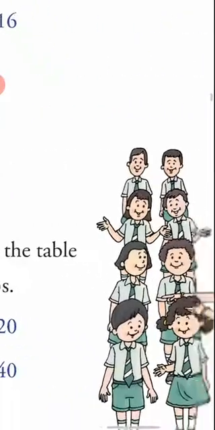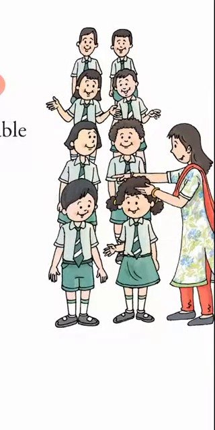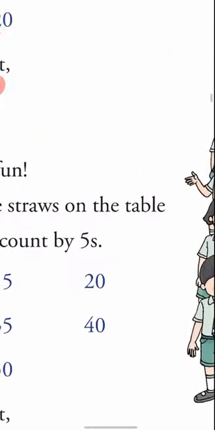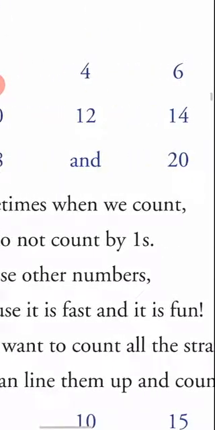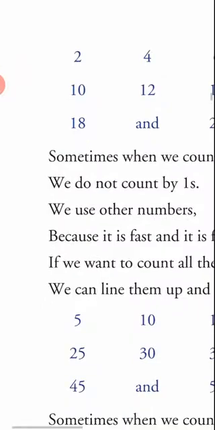Now come to these children. That means this first boy standing is 2. Then another girl is 4. Then another girl is 6. Another boy is 8. And this girl which is standing on first number, we will take her as 10. Then we have 12 on 6th number, 14 on 7th number and 16 on 8th number. That means we have counted all these children by skip counting of 2.